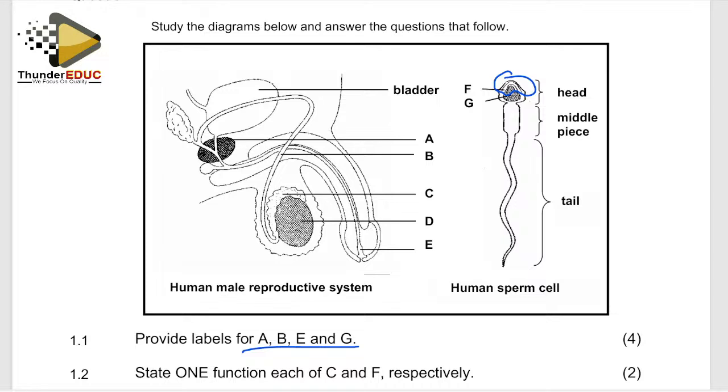It's not the acrosome that digests. The acrosome contains enzymes. So it provides enzymes, and the enzymes are the ones which digest the membrane of the ovum, for fertilization to take place. That's it. Then we go to the next question.